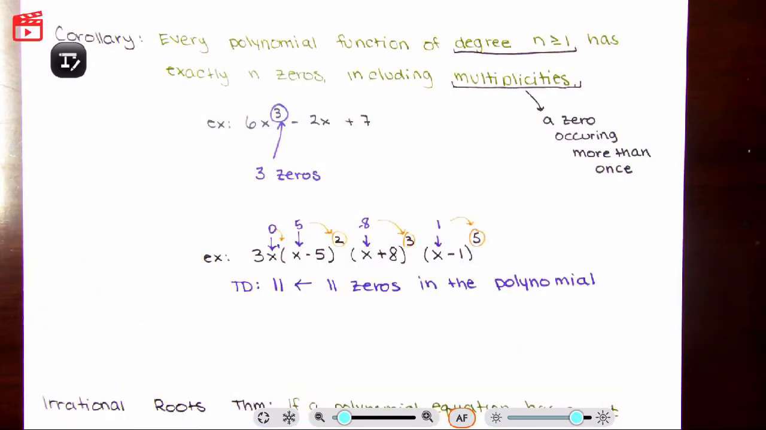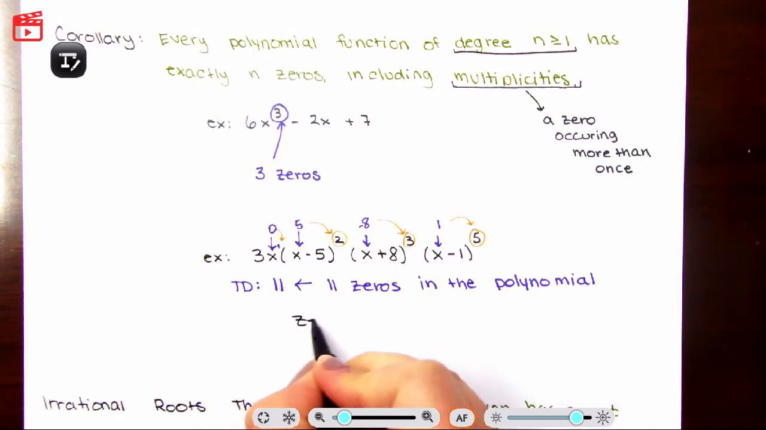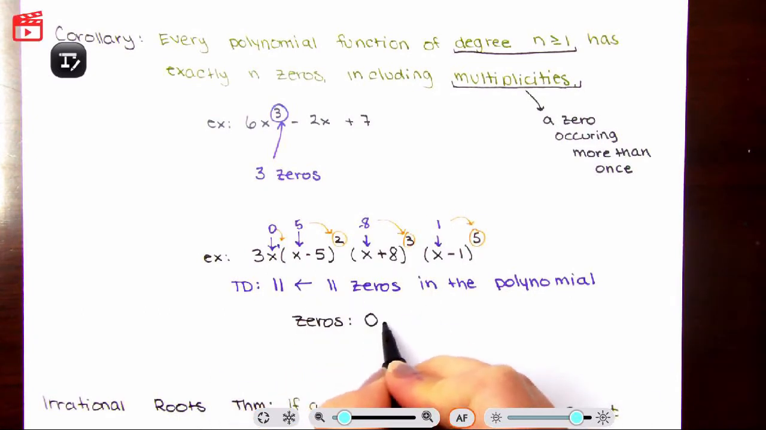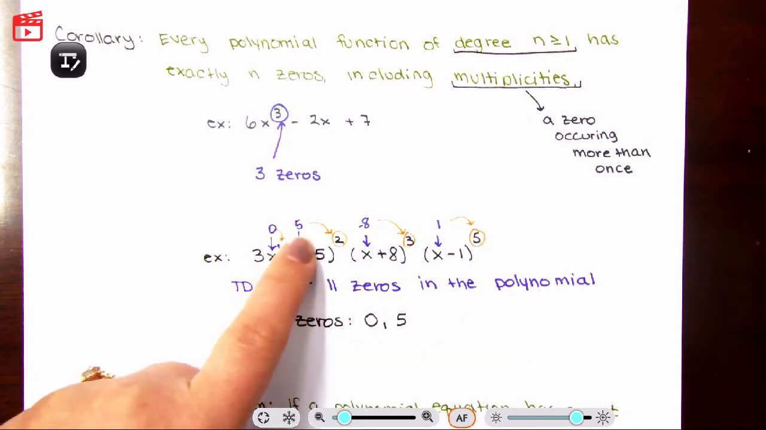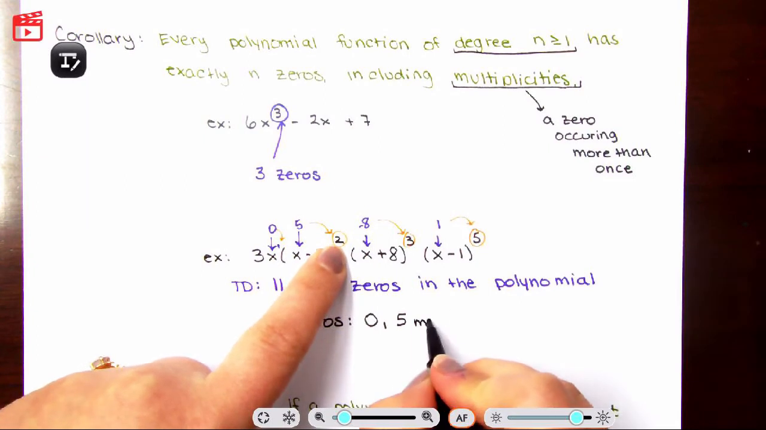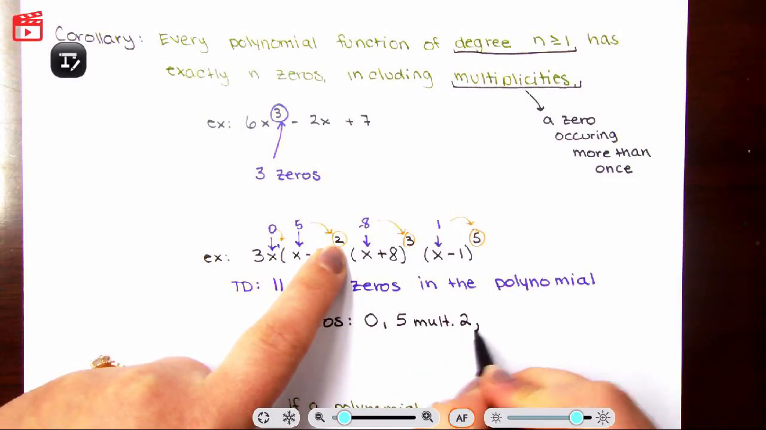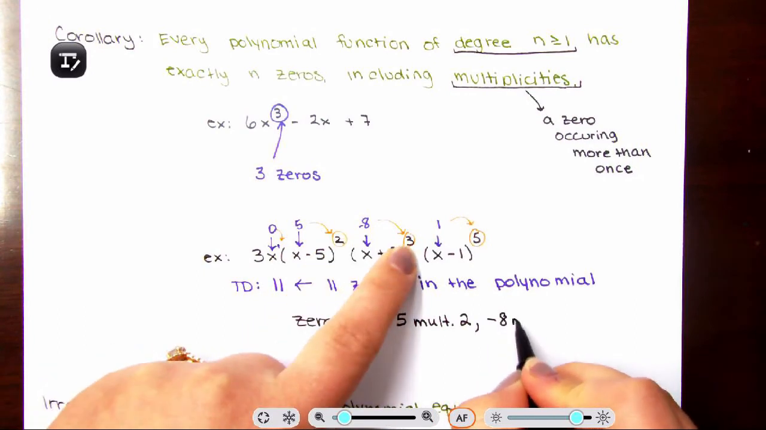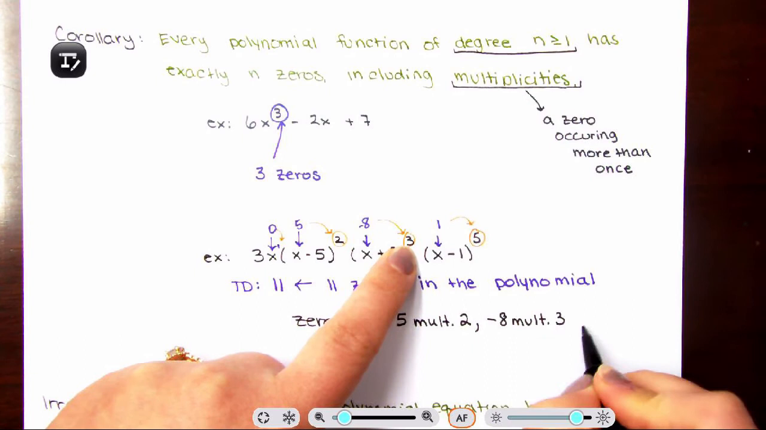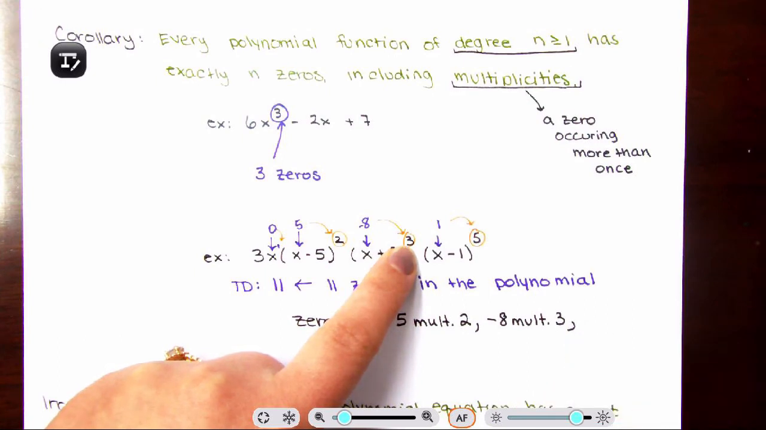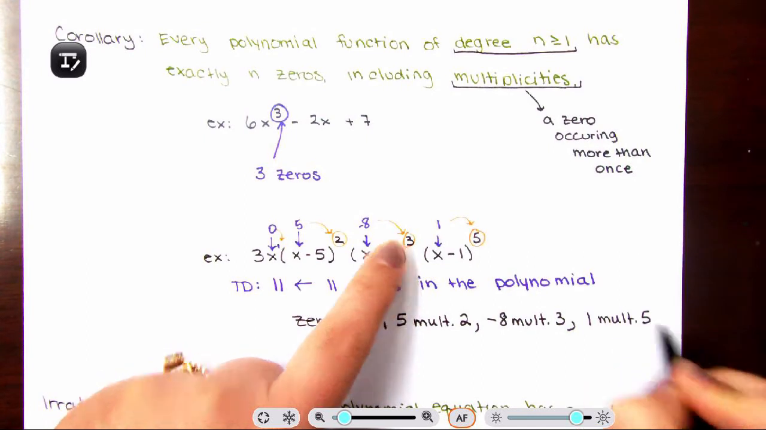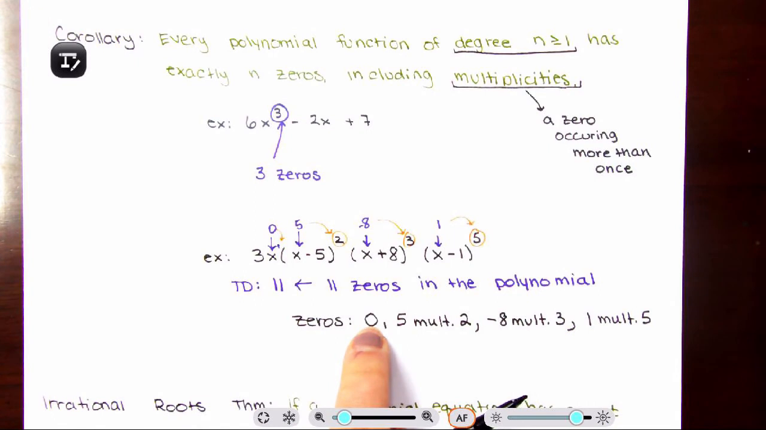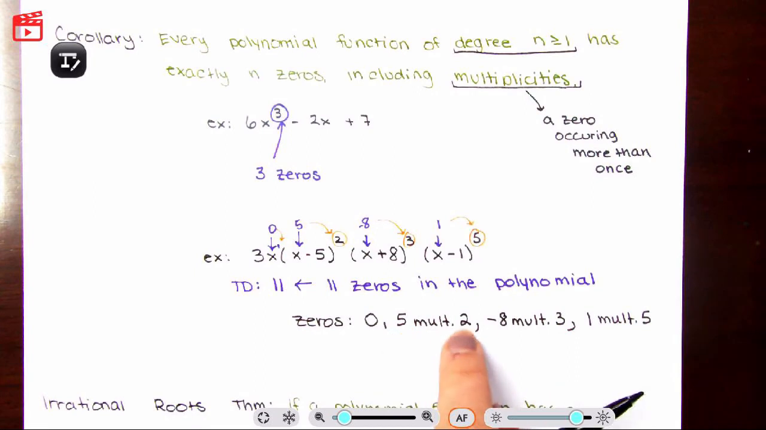So I will have a zero at 0 and 5. But here's the thing. 0 has an exponent of 1. 5 has an exponent of 2. So multiplicity, you'll see this as mult 2. I have a 0 at -8 with a multiplicity of 3. Again, the mult 3 is just the behavior. And I have a zero at 1 with a multiplicity of 5. So I have 1 zero at 0. I have 5 as an intercept with a multiplicity of 2.